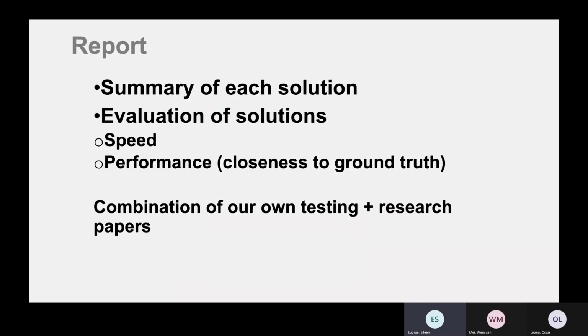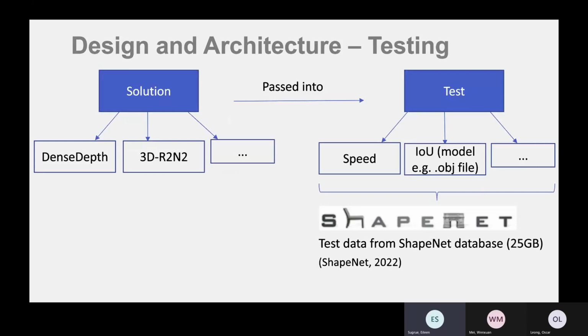The last component of our project is a report outlining all our findings from our research. This includes summarizing each solution and evaluating each one using both our own tests and existing research. For testing, I've created an extendable framework where solutions are passed into various test objects. The test data is from the ShapeNet database, which is a database of images of objects from different angles and their ground truth 3D models.